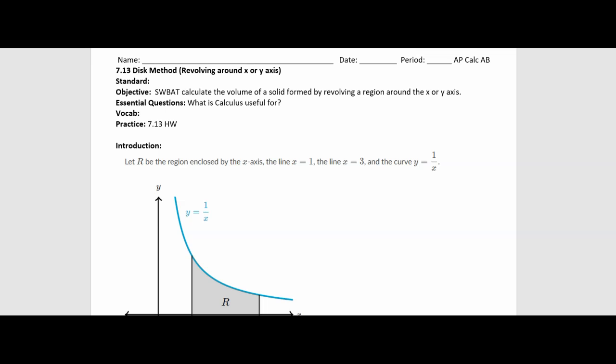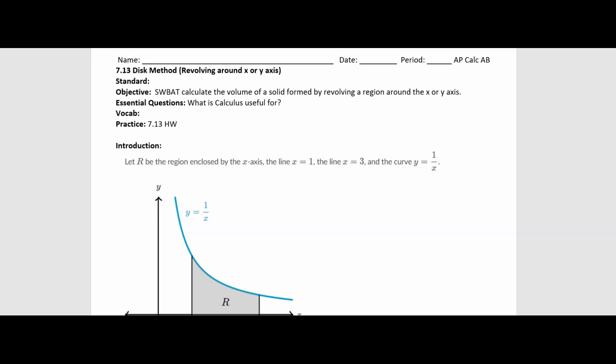But the solids that we're going to calculate the volume of today, we're going to form in a different way than we formed our solids previously. Previously we've raised cross sections out of a two-dimensional space to create a solid, right? We've used squares, rectangles, semicircles, and a couple different types of triangles.